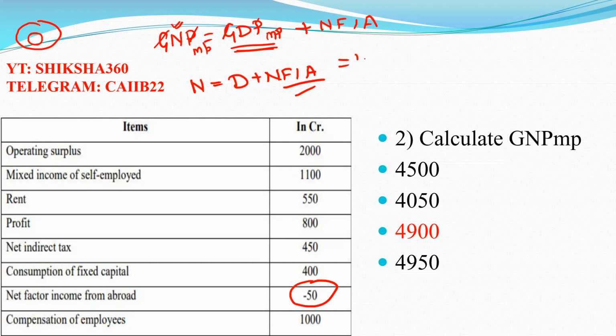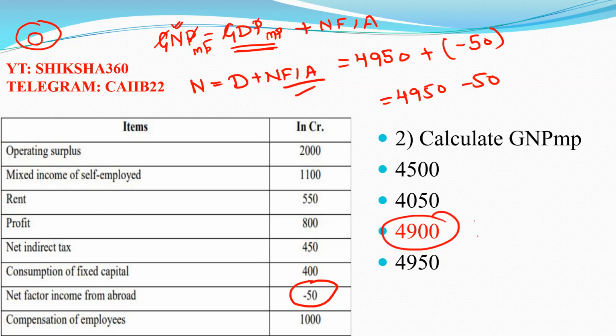So it comes out to 4950 plus NFIA, that is minus 50. So 4950 minus 50 comes out to 4900 crore. So gross national product at market price comes out to be 4900 crore.